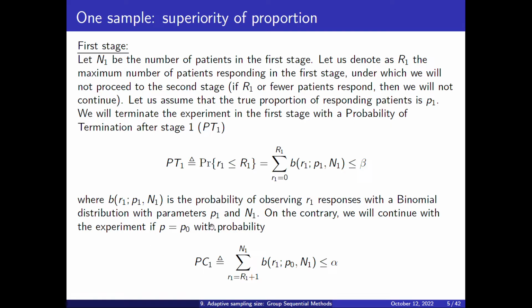So let's say that the null hypothesis is true. So if the null hypothesis is true, then we have a low number of responders, that is P0. And then we will continue with the experiment if we see R1 plus 1 or more responders. So again, this is a sum of a binomial, and this has to be smaller than alpha. So these are the typical sample size calculations that we have seen when we were designing for proportions.